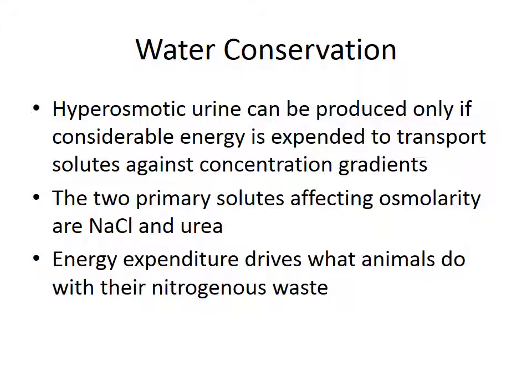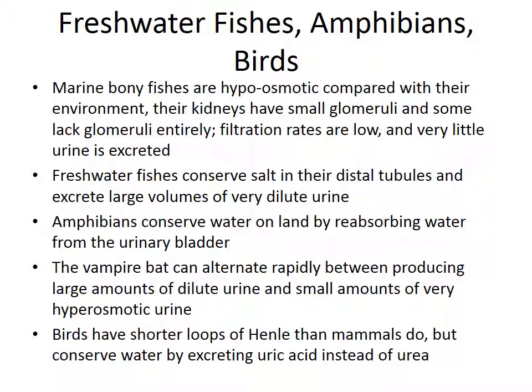Hyperosmotic urine can be produced only if considerable energy is expended to transport solutes against concentration gradients. The two primary solutes affecting osmolarity are sodium chloride and urea. Energy expenditure drives what animals do with their nitrogenous waste. Freshwater fishes, amphibians, and birds, so their energy expenditure, let's just take a look at that.